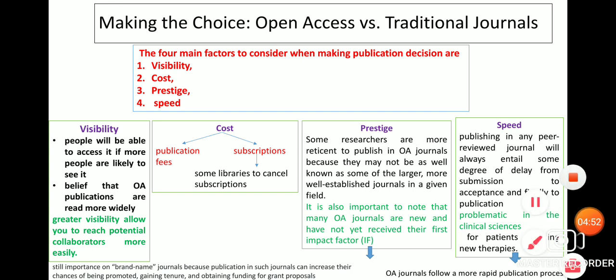Because for patients awaiting new therapies, open access journals follow a more rapid publication process. So it will be easy for people to go for this if you want a speedy publication process.